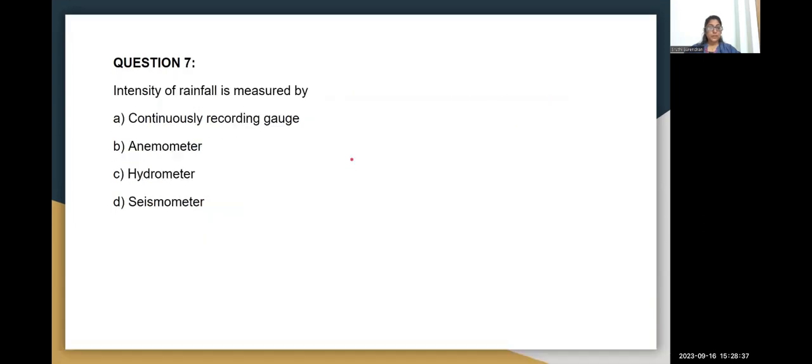Okay, moving on to the next question. Intensity of rainfall is measured by a continuously recording gauge, an anemometer, a hydrometer, or a seismometer.